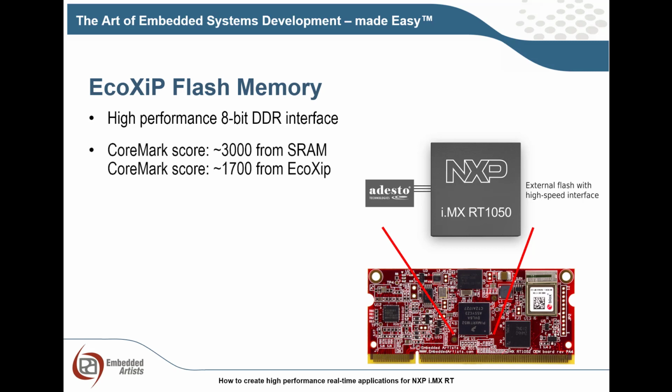You might think that execution performance will take a serious hit when executing from external flash, but that is not the case. Just to give some numbers to relate to, running from internal SRAM gives a CoreMark score of about 3000 when running at 600 MHz core clock. Running from the EcoXIP gives a CoreMark score of about 1700. This is still a very good number.